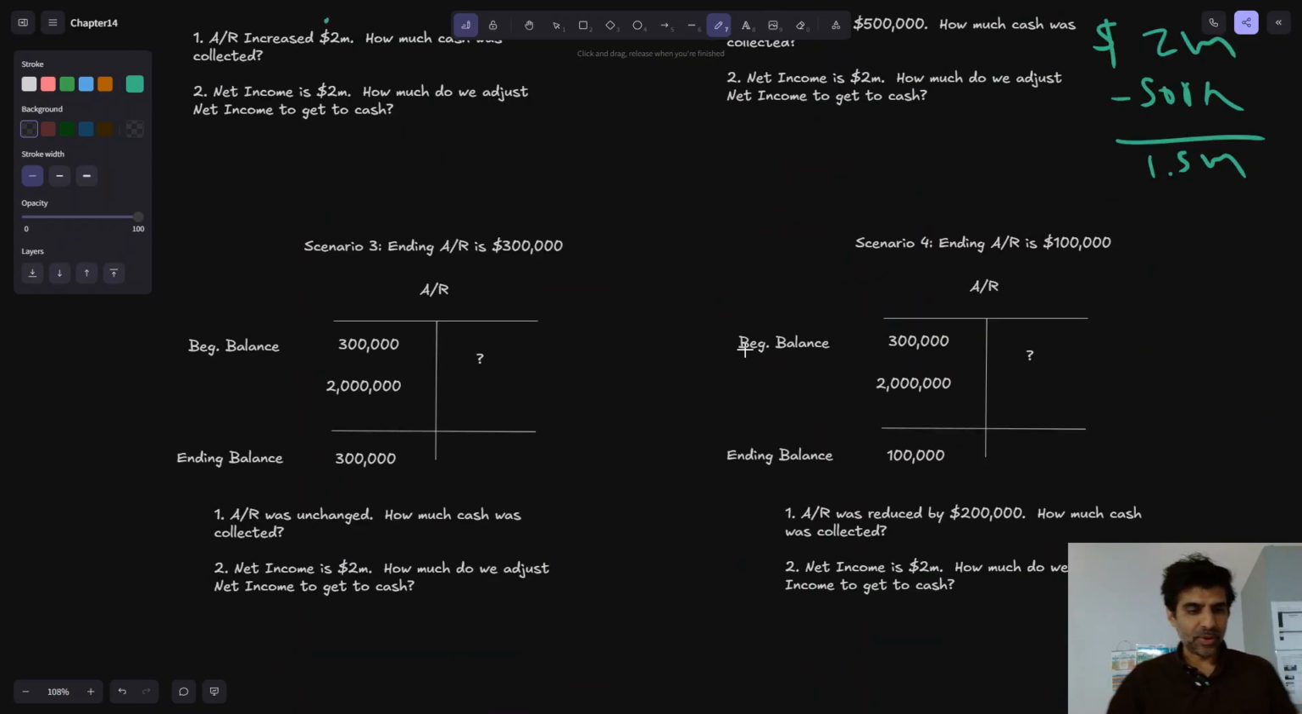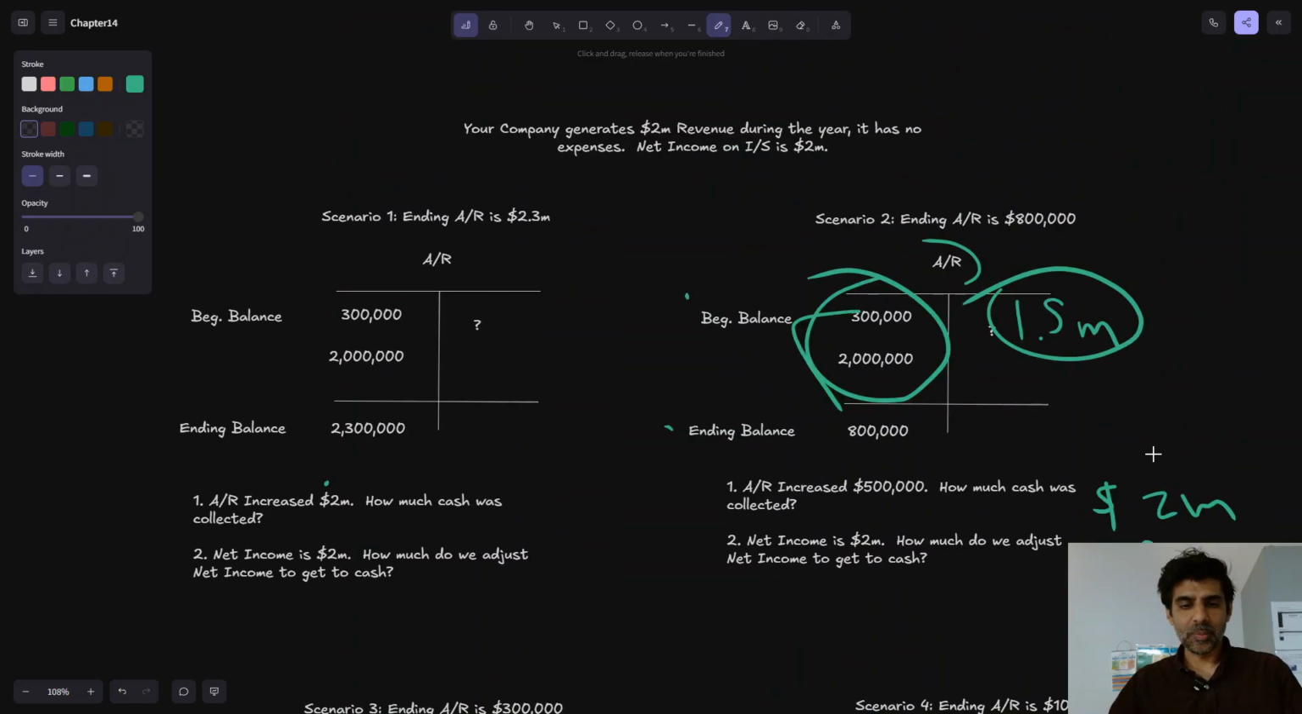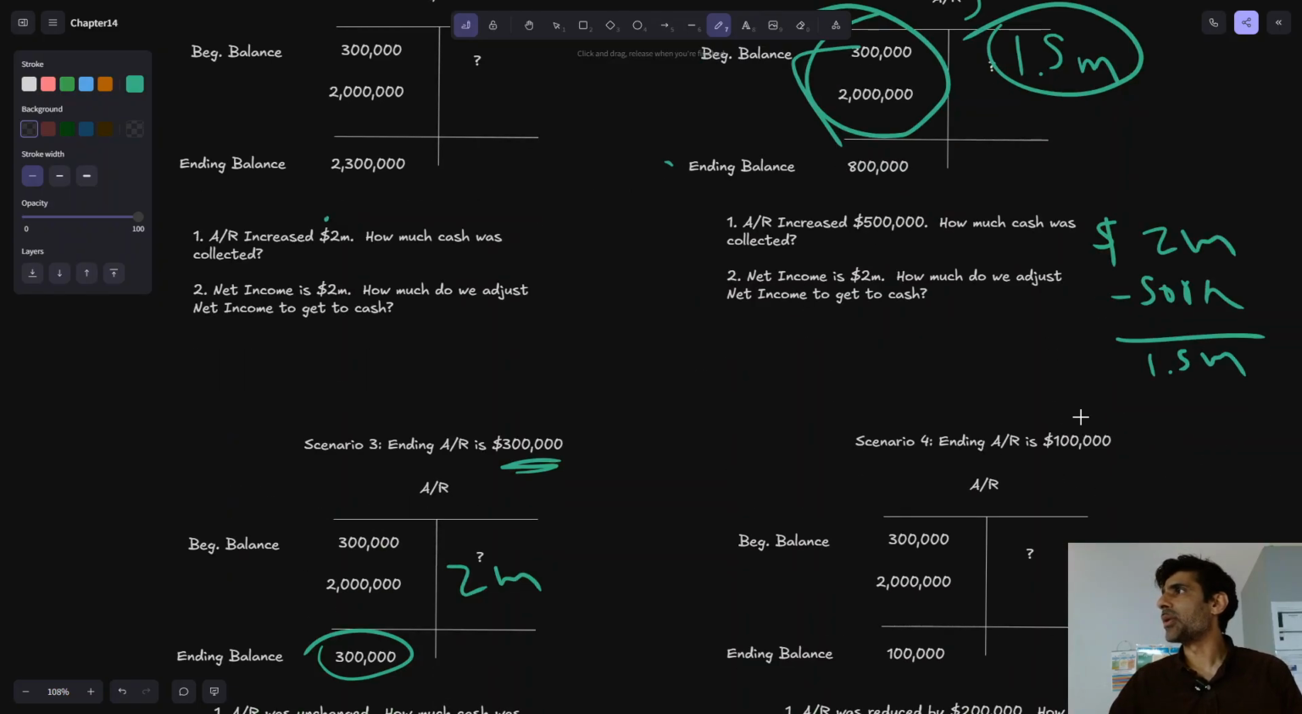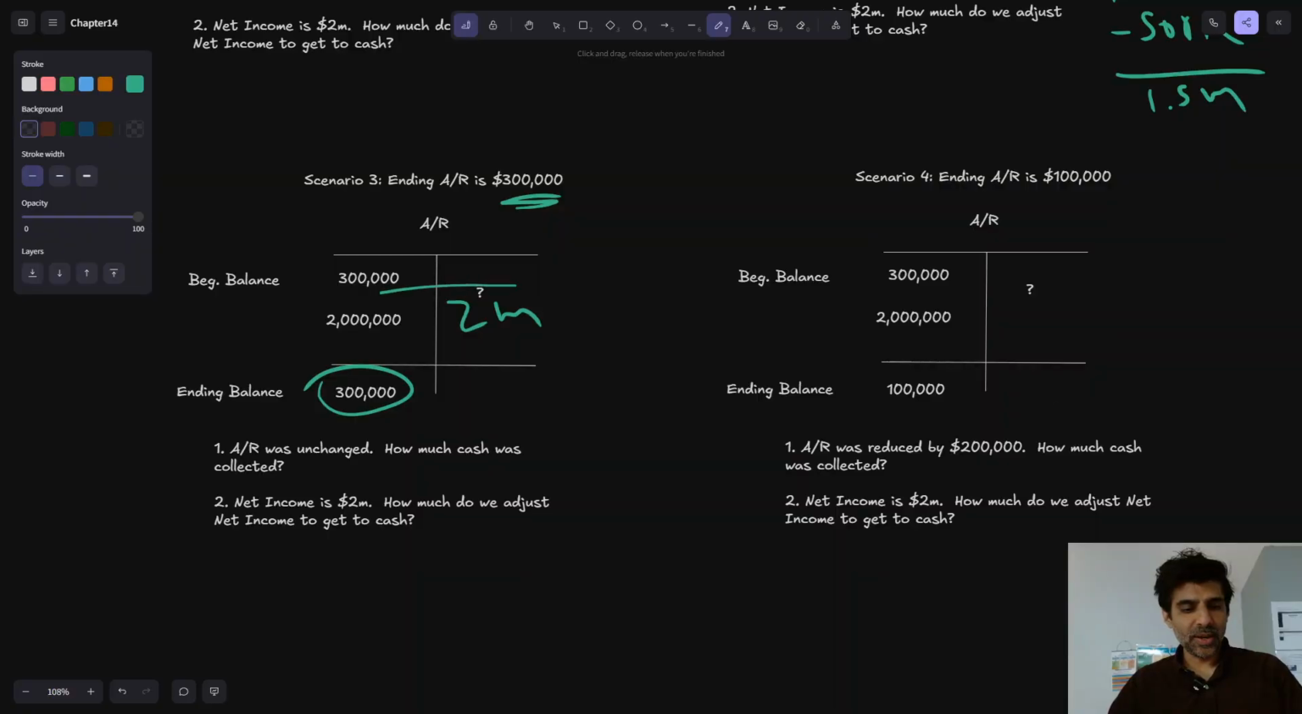Okay, so let's do this one. Ending AR is 300,000, so it's unchanged. So how much cash came in? 2 million. Do I need to do any adjustment to net income? Remember, my net income is 2 million. No adjustment, right? Now, the amounts are the same, but this 2 million is including collections from here and from here.